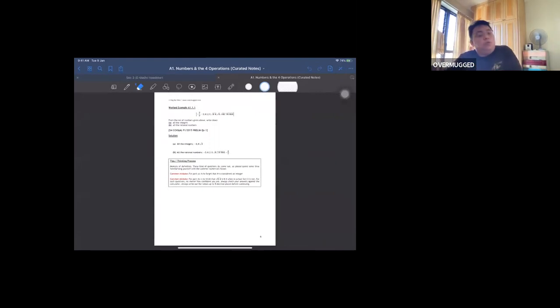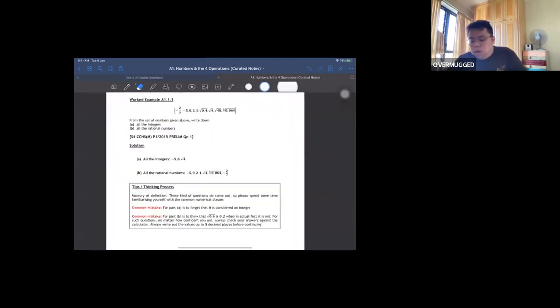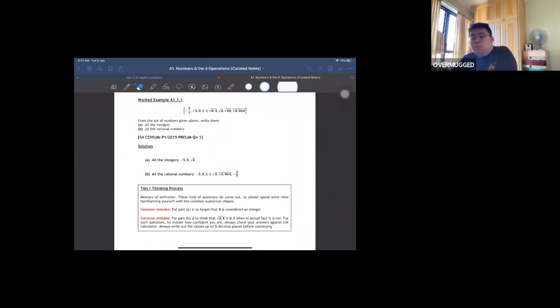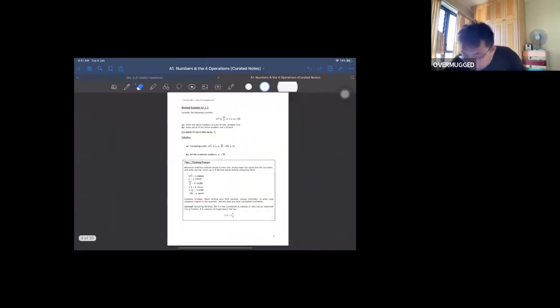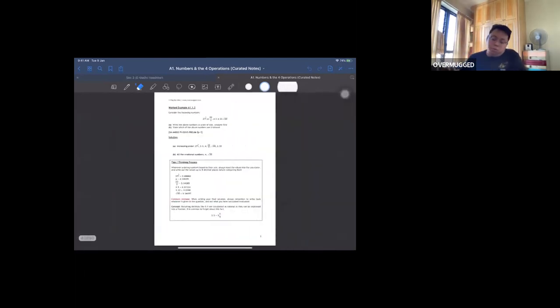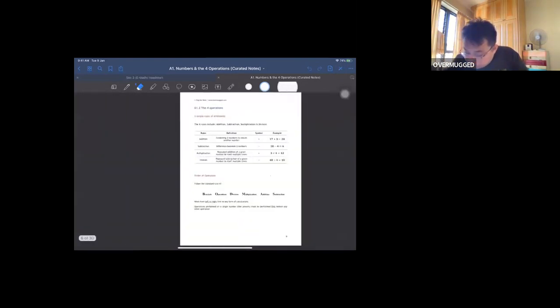So this is a good revision to tell you what is important, like what is an integer, what is a rational number, and there are questions like this in the O levels and in Upper Sec as well. Okay, so this one I will skip through, so they're pretty easy.